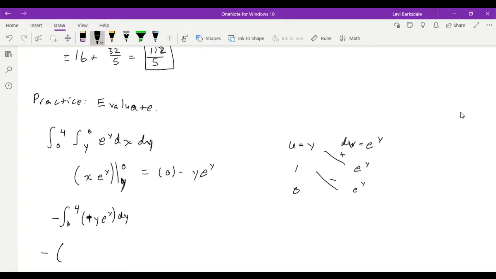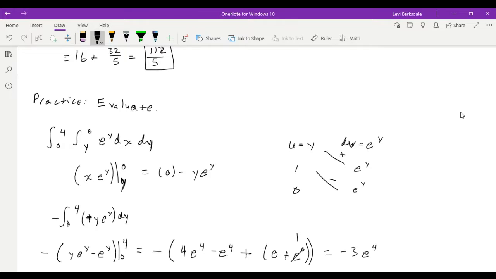So this integral evaluates out to y times e to the y minus an e to the y, and then from 0 to 4. Perfect. We can plug in our limits, and we get minus 4e to the 4th minus e to the 4th, then minus 0 minus e to the 0th. E to the 0th is 1, so that becomes plus a positive 1, and if we distribute our negative, we would have 1 e to the 4th minus 4 e to the 4th, which gives us negative 3 e to the 4th minus 1.